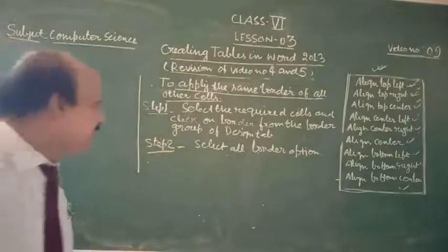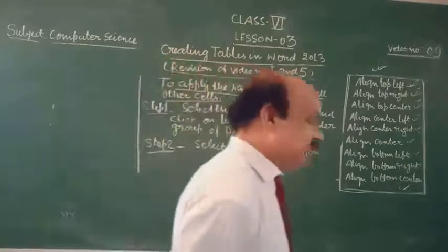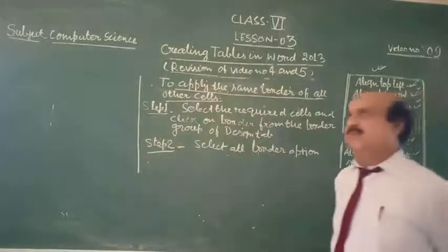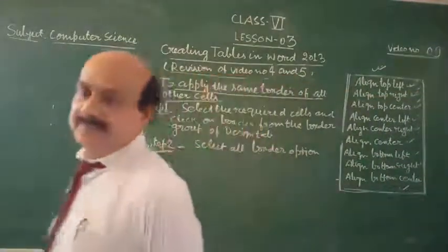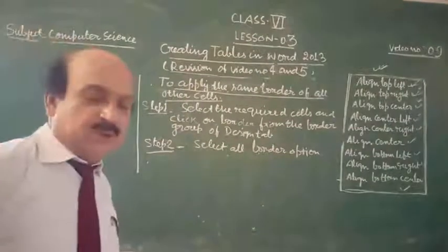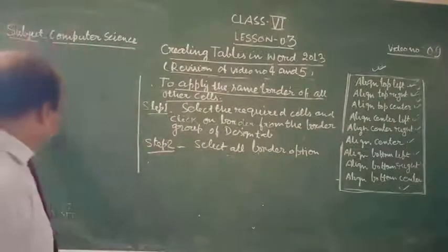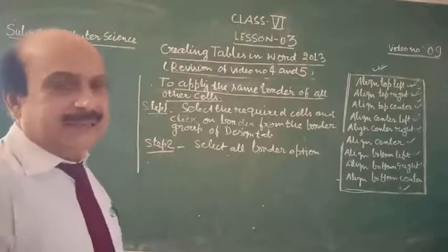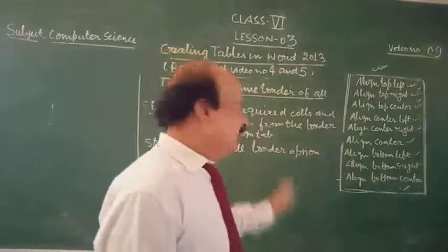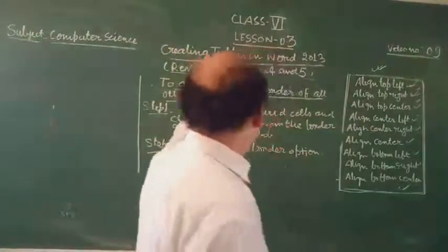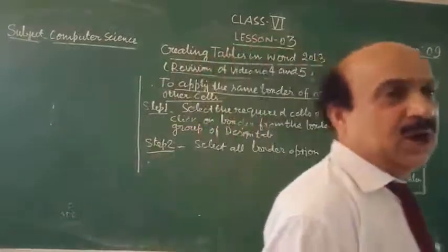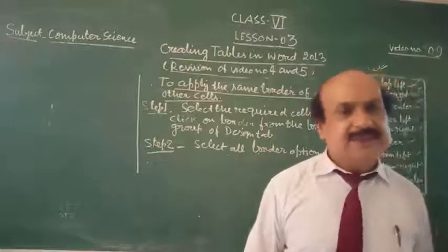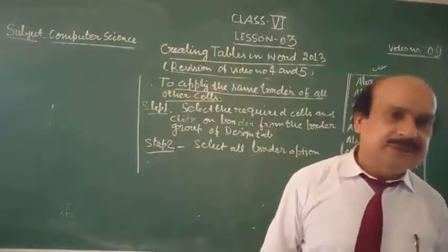In the design tab you will find the border style will be there, and you can select the design or select the style. And then you will take the step 2. Select all border option. So if you have selected all the borders which you have created in a table, and when you have selected the all border option there and click on it, you will find according to your need which you have to change. So apply the same border style of all the borders of the table will be displayed on the screen. This is to apply the same border of all the other cells.